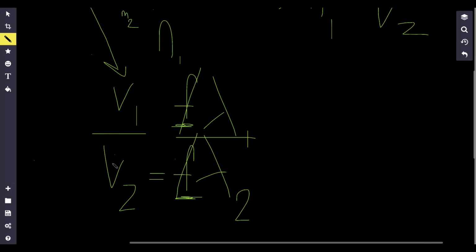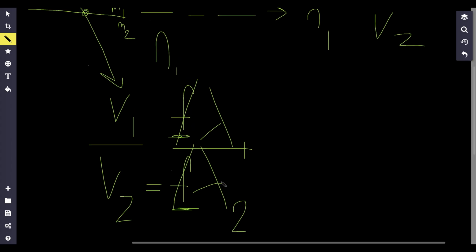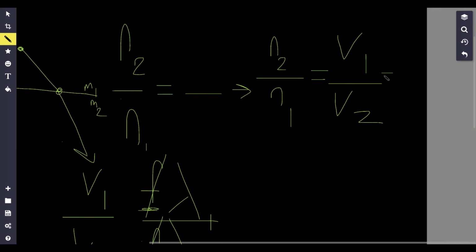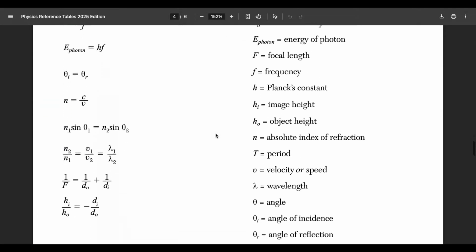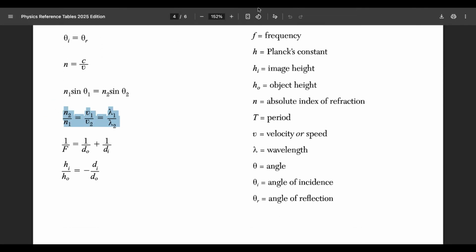Therefore, v1 divided by v2 is going to be equal to the wavelength of light 1. So therefore, v1 divided by v2 is going to be equal to the wavelength of my light at that first material divided by the wavelength of my light at that second material. And I can write this here as well. It's going to be equal to lambda 1 divided by lambda 2. And luckily for you, this is also on the reference guide, so you're chilling.